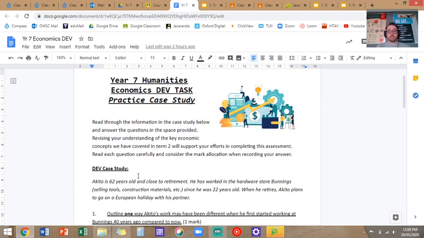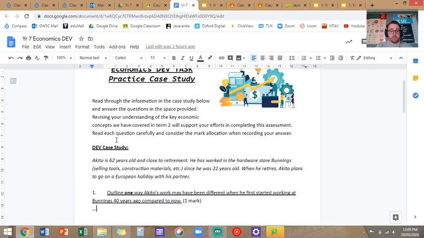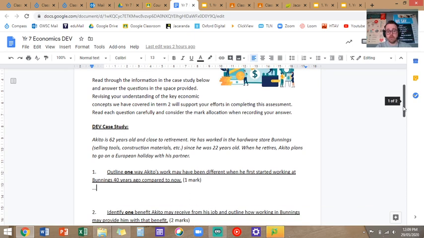So, read through the information below, answer the questions in the space provided. We've already gone through that. I do want to highlight this sentence here though. Read each question carefully and consider the mark allocation when recording your answer. So it's important to look at how many marks each question is worth for two reasons.